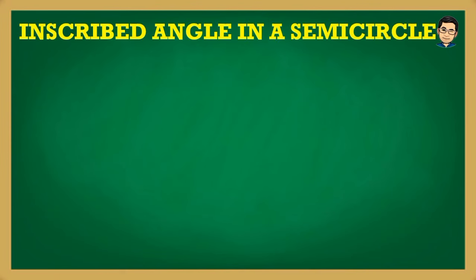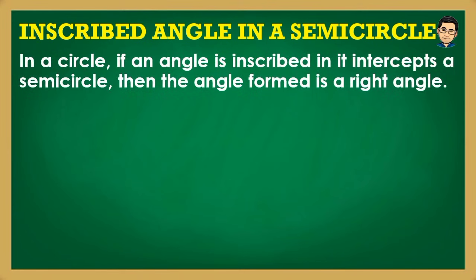So, next, inscribed angle in a semicircle. In a circle, if an angle is inscribed in it and intercepts a semicircle, then the angle formed is a right angle. Yung semicircle po na sinasabi natin dyan is yung kalahati ng circle, which measures exactly 180 degrees.